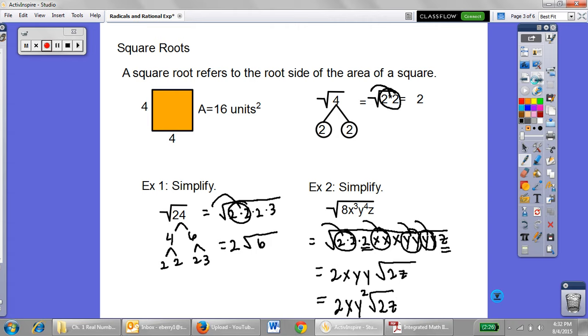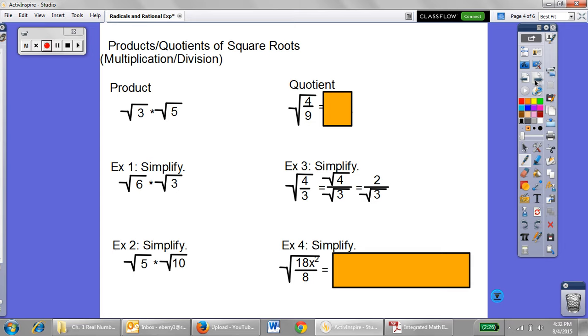Now moving on, let's talk a little more about multiplication and division. So when you find the product of square roots, you can simply multiply the numbers underneath the square root sign if it can't be simplified from there. So the square root of 3 times the square root of 5 is the square root of 15.